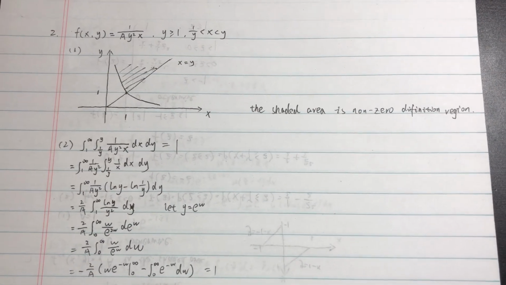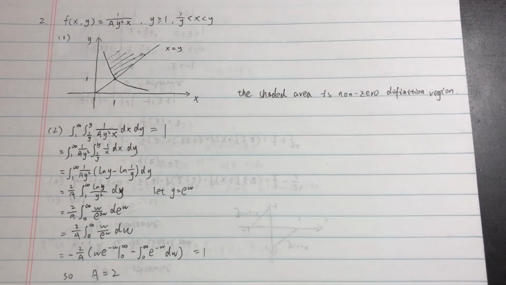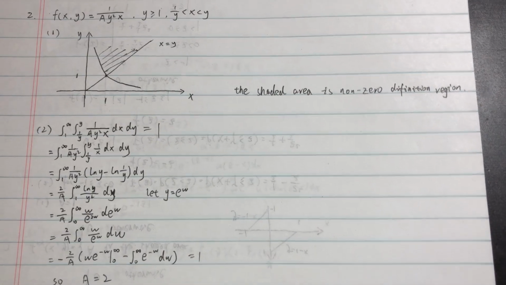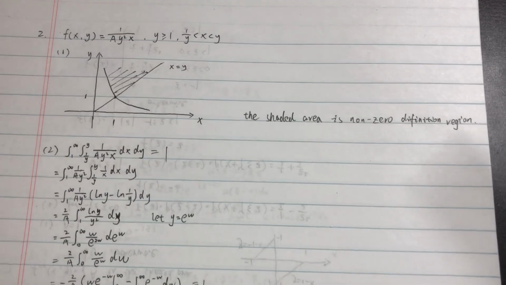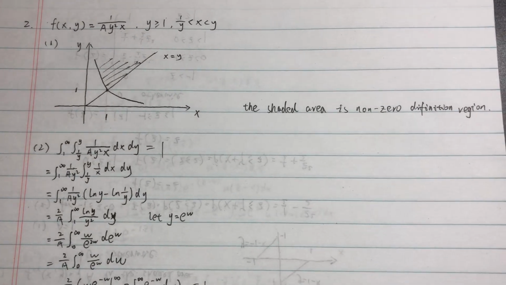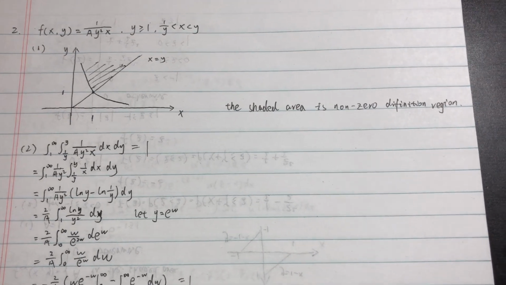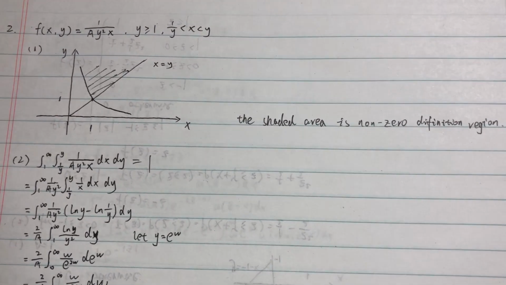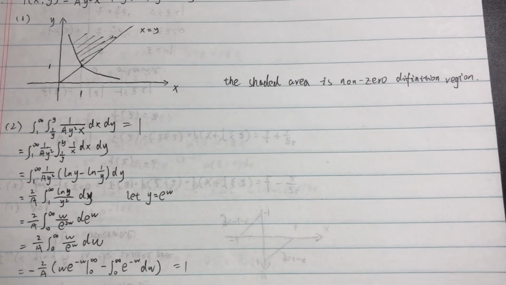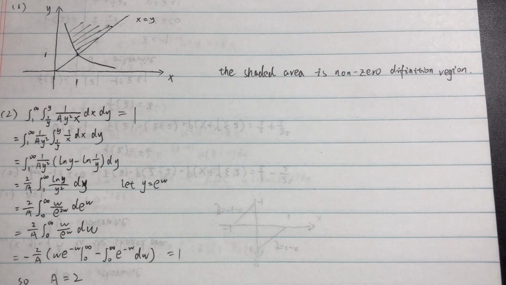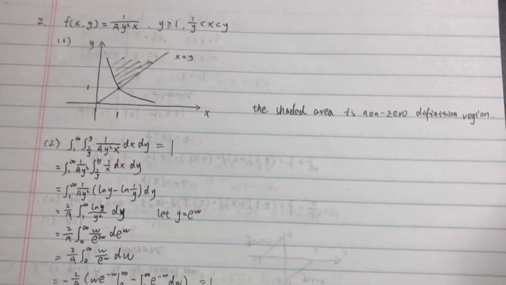given the density function of x y equal to 1 divided by a y square x, and y is larger or equal to 1, and x is between 1 divided by y and y. The first question is to draw the non-zero definition region of the density function of xy.